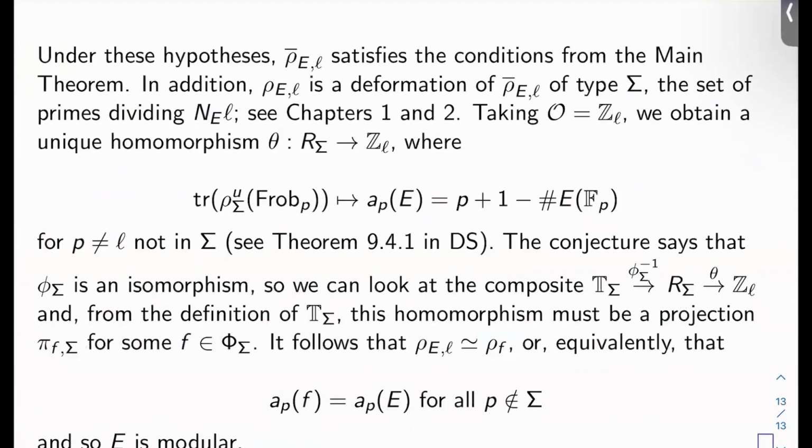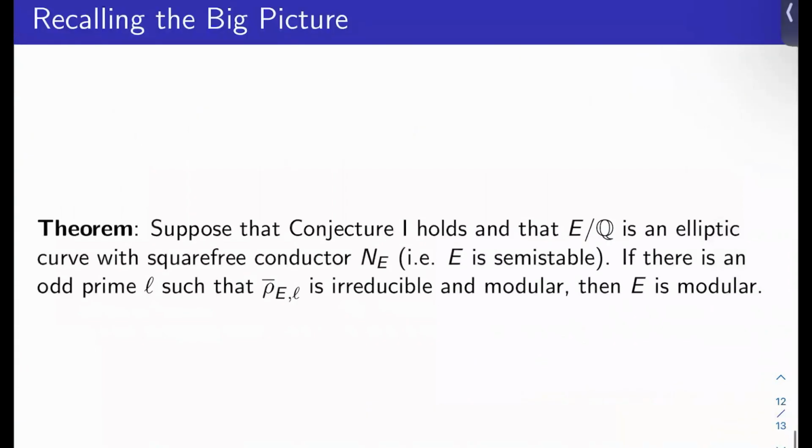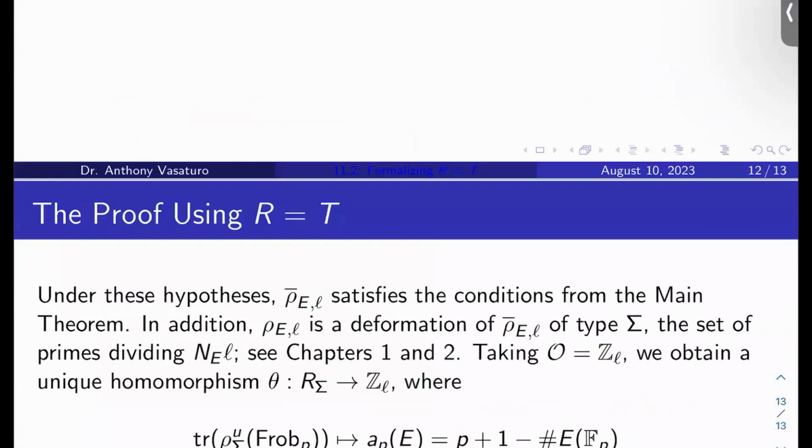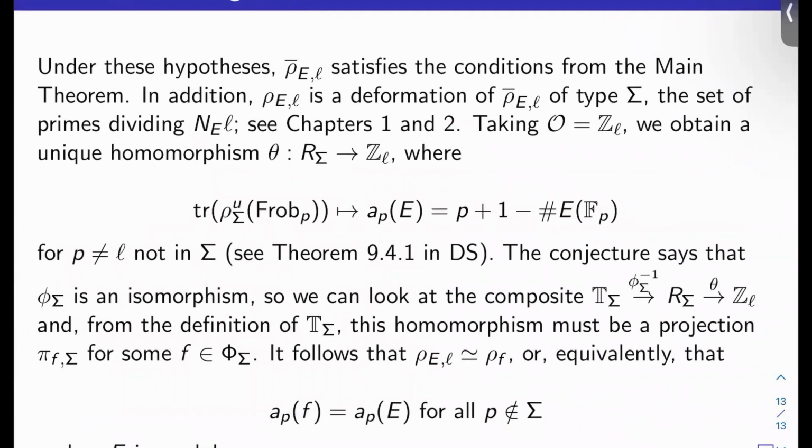Okay. What does the proof look like in this kind of fancy newer R equals T language? It's actually quite short. Under these additional hypotheses, rho bar EL satisfies all the conditions from the main theorem in this video. I mean, we're given 2 of them, and the other ones were checked in chapters 1 and 2 of these notes.